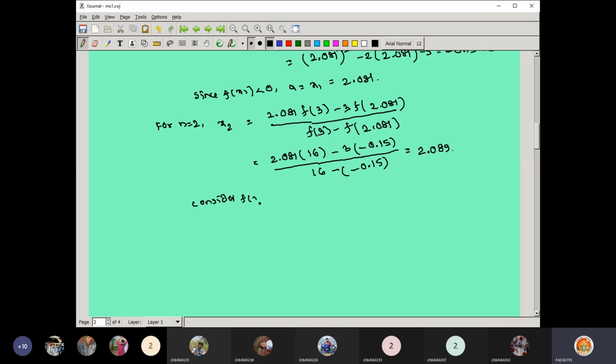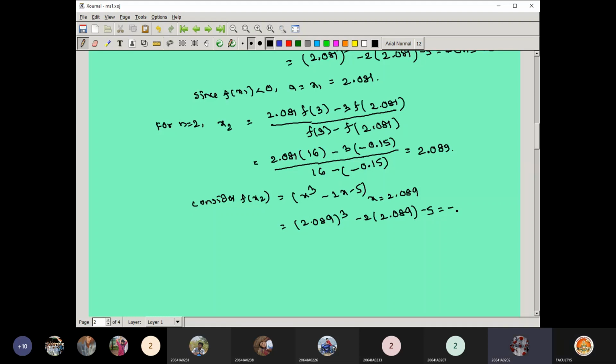Consider f of x2. So that means in your f of x, x cube minus 2x minus 5, there you are substituting x equal to 2.089. So it is 2.089 whole cube minus 2 into 2.089 minus 5. Answer. If it is equal to 0, you can stop it. Less than 0, A changes, B when it is greater than 0. Minus 0.062. So again you are getting negative.